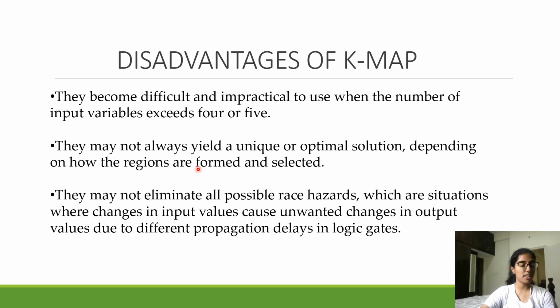Let's discuss the disadvantages of the K-map. It becomes difficult and impractical to use when the number of input variables exceeds 4 to 5. It may not always yield a unique or optimal solution, depending on how the regions are formed and selected. It might not eliminate all possible race hazards, which are situations where changes in input values cause unwanted changes in output values due to different propagation delays in logic gates.